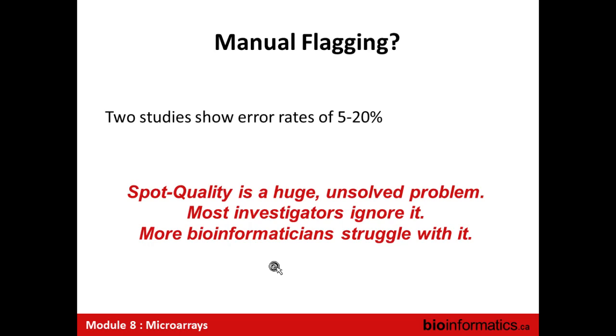So spot quality is a huge unsolved issue. In my mind, it's probably the single biggest issue in the pre-processing of all genomic data. Most investigators ignore it, and any bioinformatician who does this stuff seriously struggles with it. Eventually, they ignore it, too, because we have no good solution. And I think if you want to make improvements in bioinformatics, this is the single biggest open field, if we're able to do a better job of quality assessment on our individual spots.